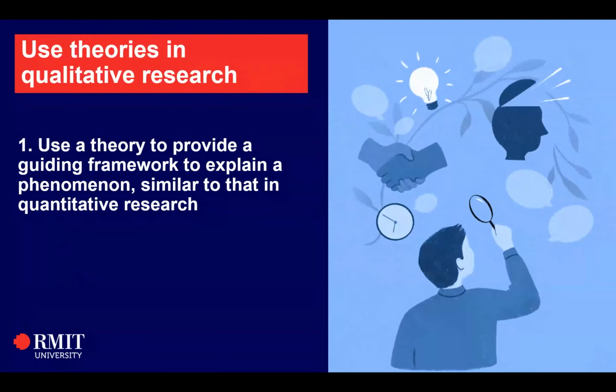So now I'm going to talk a little bit about how to use theories in qualitative research. Theories can be used in different ways in qualitative research. The first way is to use theory to provide a guiding framework to explain a phenomenon, very similar to the way we have used theory in quantitative research. So again, I'm going to use an example to illustrate.